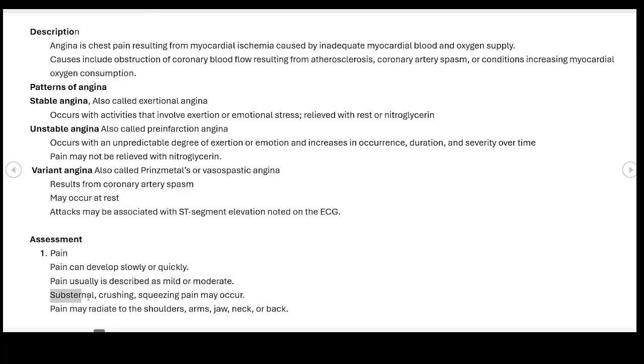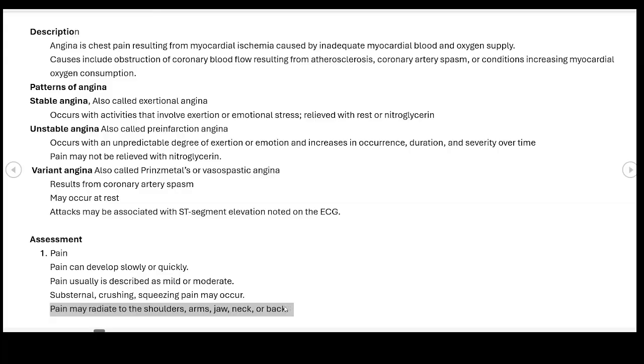The pain is usually described as substernal, and it can also be crushing, or sometimes they call it squeezing. And again, this pain may radiate to the shoulders, the arms, the jaw, the neck, and so anytime somebody complains of a pain, we don't just ask on a scale of 0 to 10 how bad is the pain, so ask to rule out any of these cardiac problems.